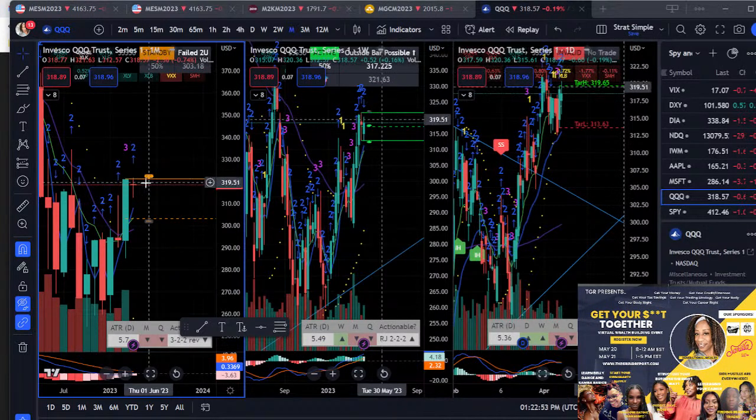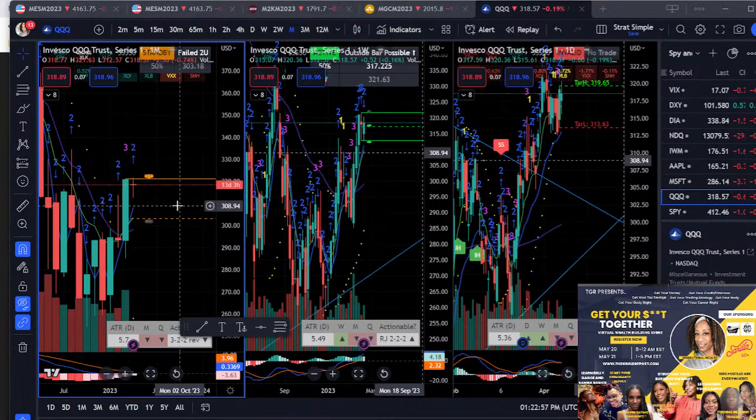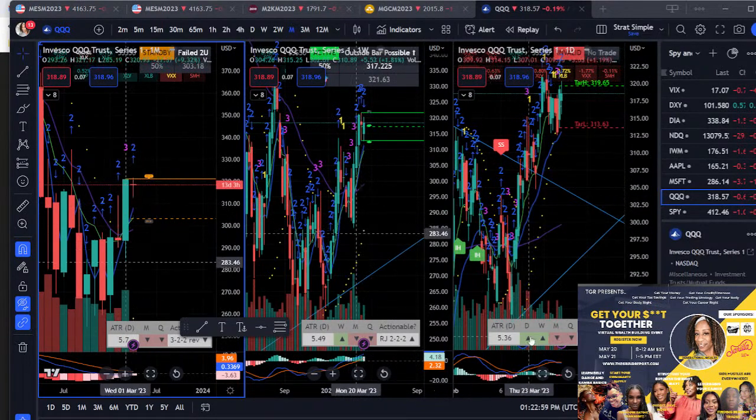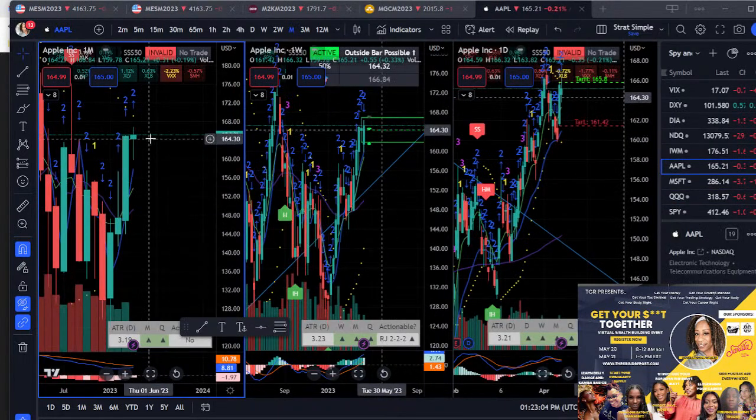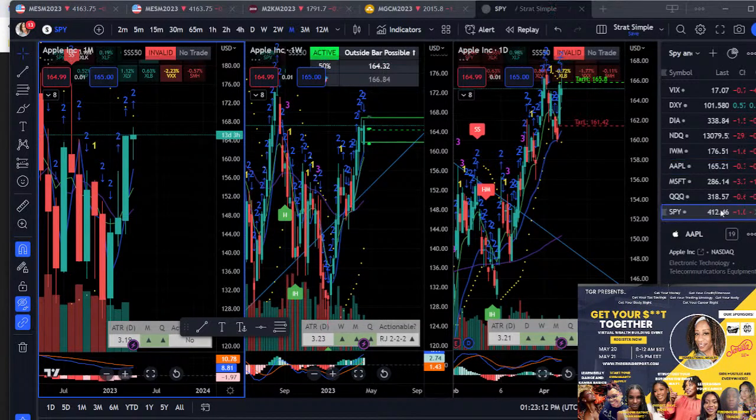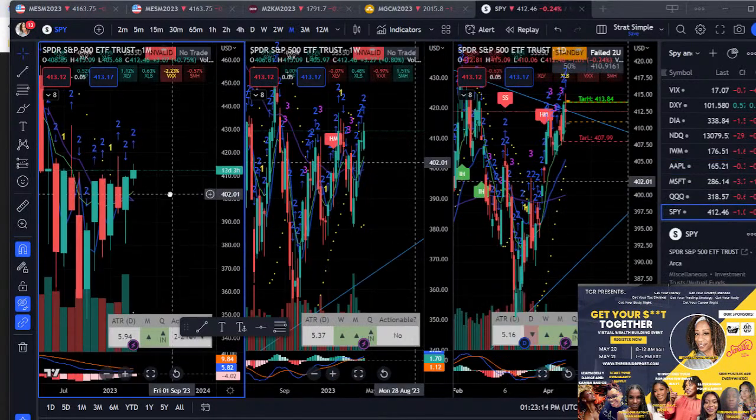But consequently, if Apple does flip red, then it could flip these Qs completely red. For Apple to do that, it would need to break below 164.30. So 164.30 will be a level to watch. If Apple flips that back red, it could flip everything else back red.